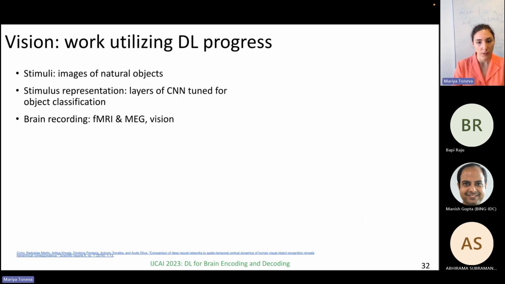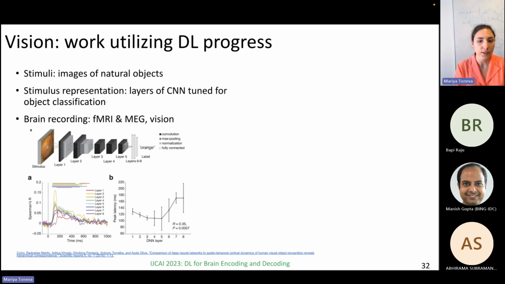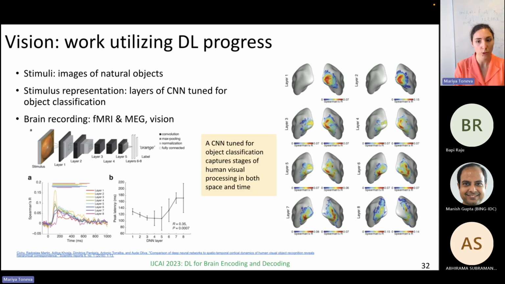And then there's some additional work after that, which also looked at fMRI and MEG together and tried to explain actual human brain response to these different natural objects. Here again, they see very similar results, which is that a CNN, a convolutional neural network that's tuned for object classification, is capturing these stages of human visual processing in both space and time. So this is work that adds to our understanding of the information processing across a hierarchy of areas.